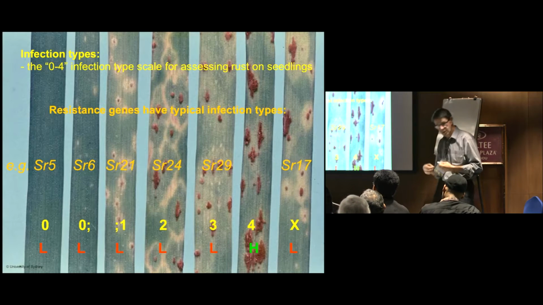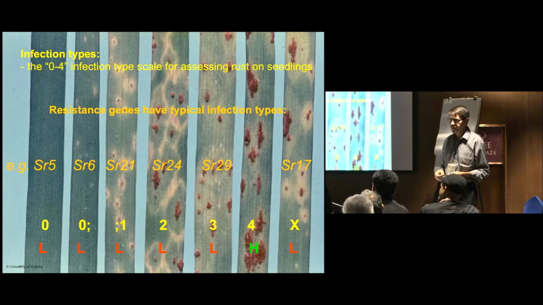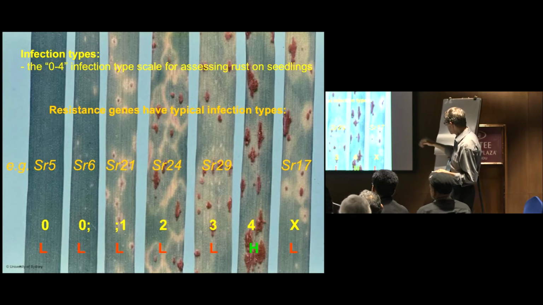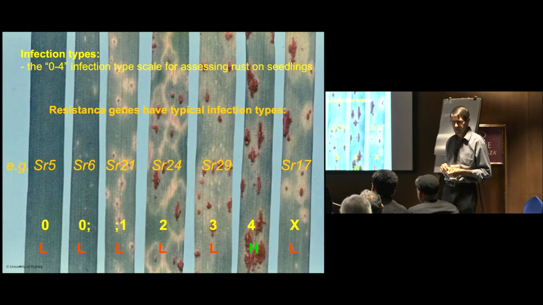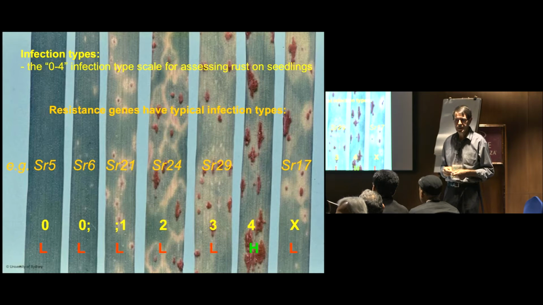These genes that we work with, like the SR50 I was talking about, or SR5, they have typical low infection types. So often when we're doing this genetic work, the infection type can give us a bit more, so it's not just saying, oh well, it's low or it's high. The low infection type can actually also give us an indication of what gene might be present. They each have typical phenotypes, and I've just given some examples here.